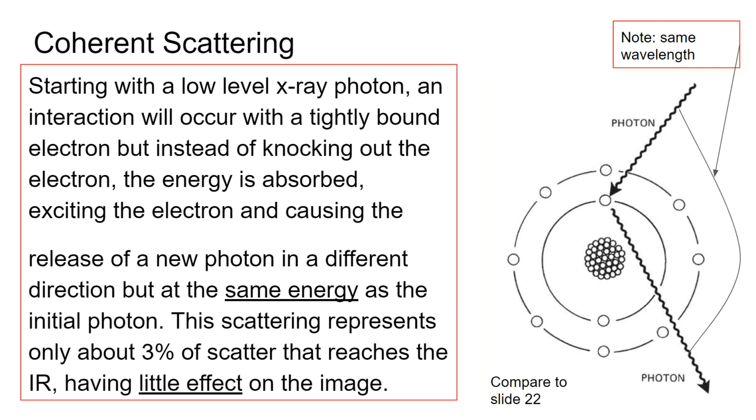All right. So this doesn't have an effect, and this doesn't actually ionize the atom. This could come out as scatter, make it out of the patient, but would have a bad influence on the image, much like Compton scatter, because it's coming out at a different angle.